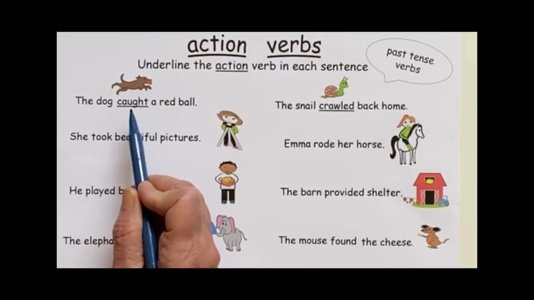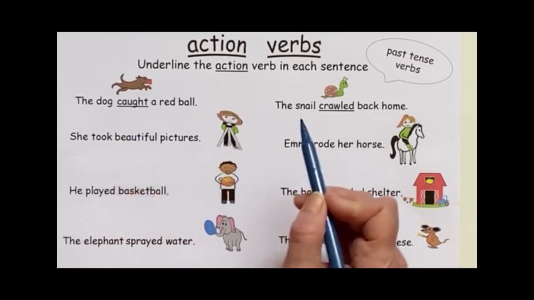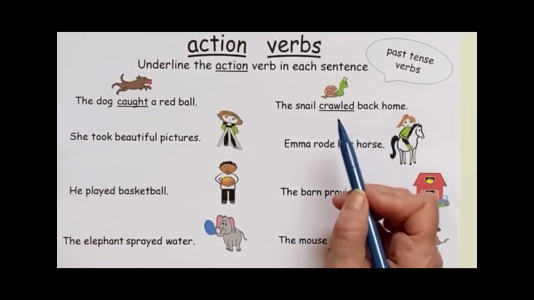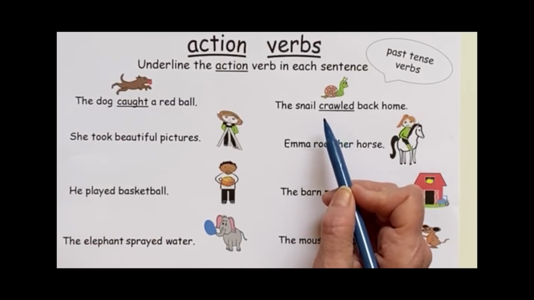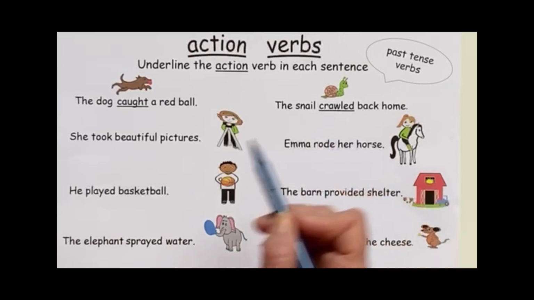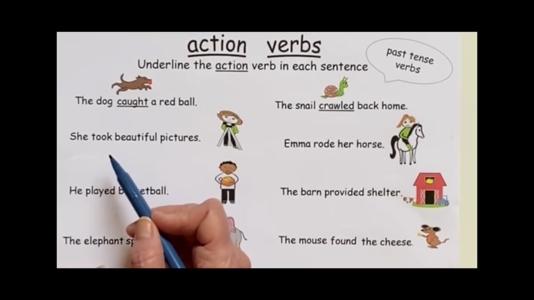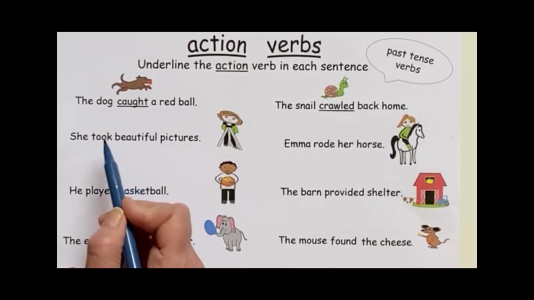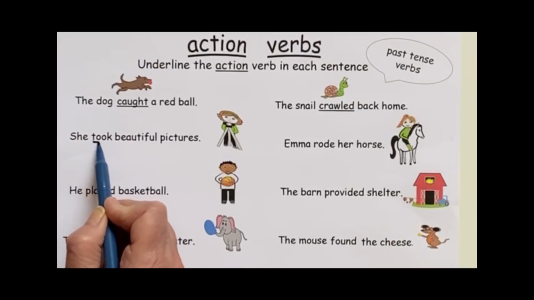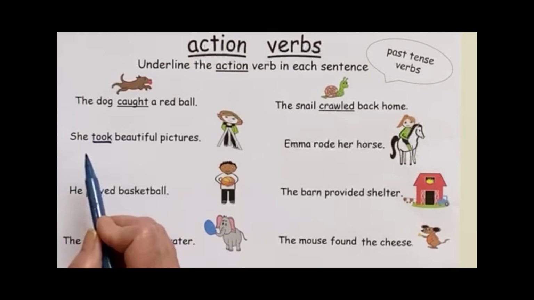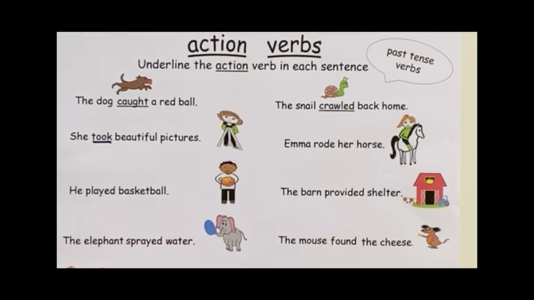Now it has been done and it is caught. The snail crawled back home. Before it was crawls. Now he is back home, so it is crawled. Let's look at this sentence. She took beautiful pictures. Took, she already did it. And when we did our other present tense, it was she takes. Now it is she took beautiful pictures.